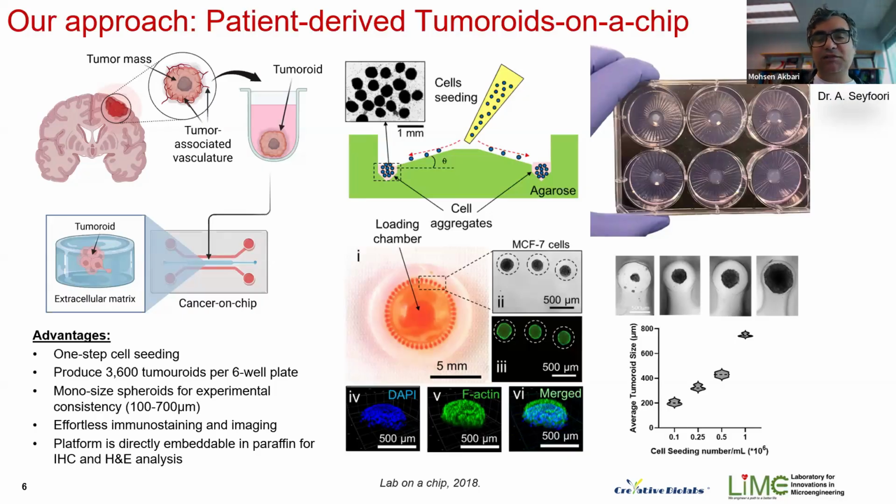And because the body of this insert is transparent, you can use regular microscopy, fluorescent microscopy, confocal microscopy, using both upright or inverted microscopes. And then you can use immunostaining and different imaging techniques to visualize the cells, specifically visualize the tumoroids, and see how these tumoroids respond to different types of treatments.